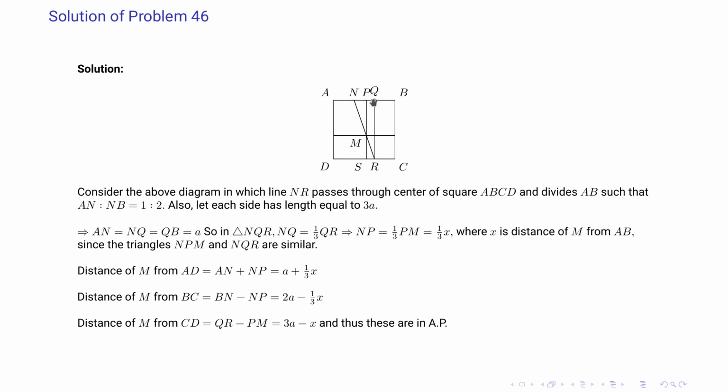Now PQ is nothing but 1 by 3x again, and this distance is a, so that is a plus 1 by 3x. Now the distance of M from CD is QR minus PM, that is equal to 3a minus x. So all the distances we have found are in AP.